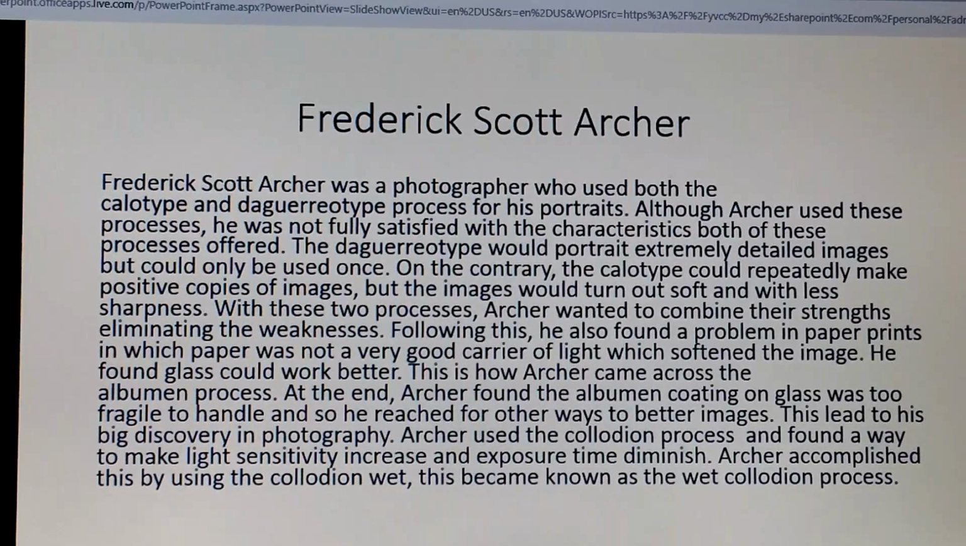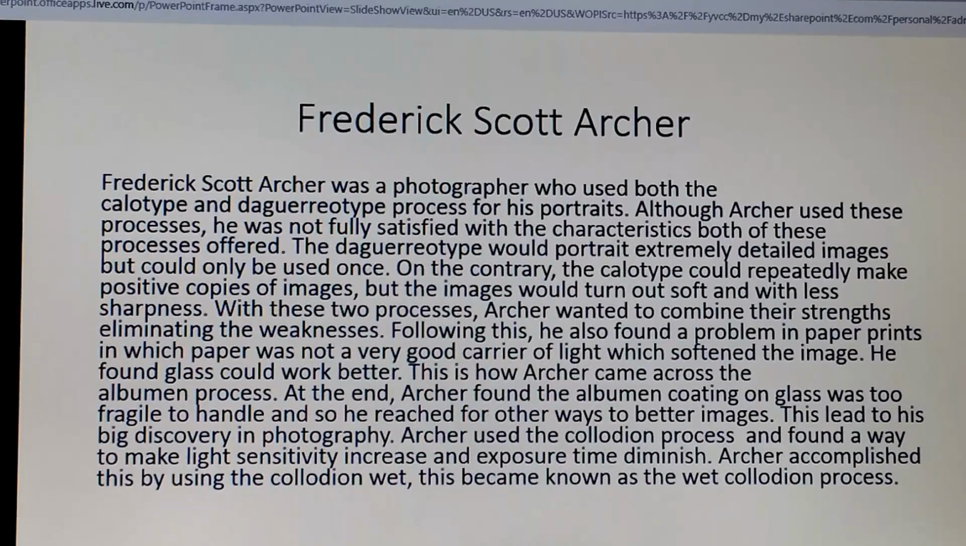Following this, he found a problem in paper prints, in which paper was not a very good carrier of light, which softened the image. He found that glass could work better, so he came across the albumin process. In the end, Archer found the albumin coating on glass was too fragile to handle, and so he reached for other ways to better the images.